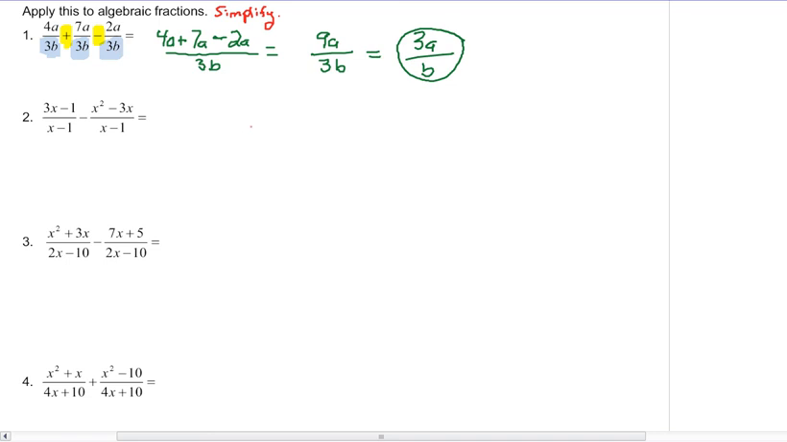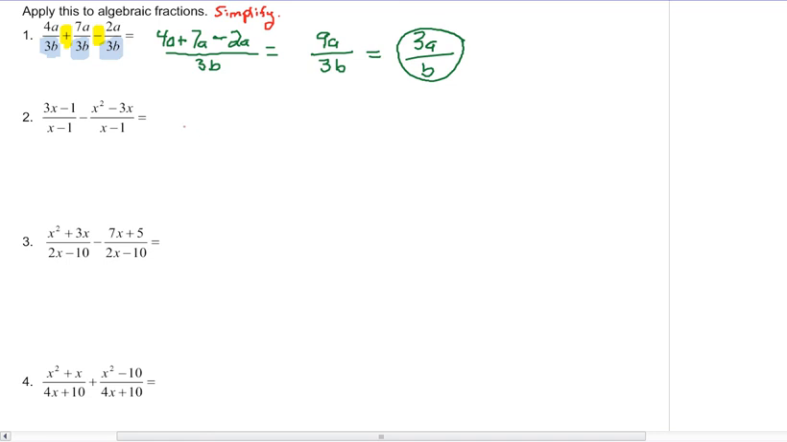Let's look at the next problem now. 3x minus 1 over x minus 1, minus x squared minus 3x over x minus 1. Check to see, are the bottoms the same for each part? And they all are. So, since the denominators are the same, we can subtract the top.